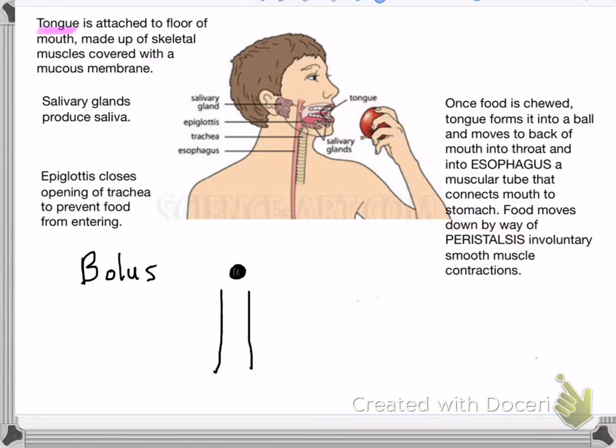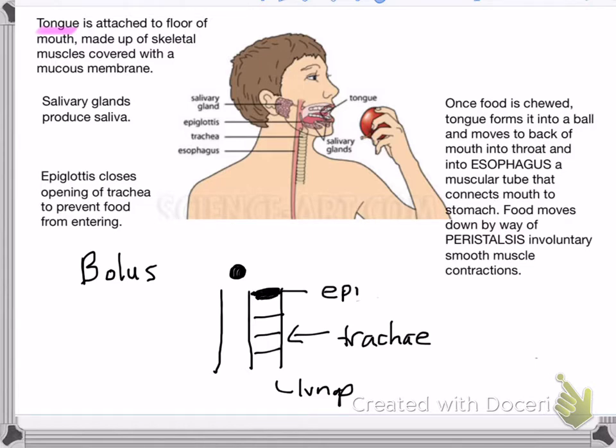At the back of your mouth, you have two tubes. If you remember, one tube goes down to the lungs. This is called your trachea. When you have food in your mouth, the epiglottis will shut, preventing food or the bolus from going down the trachea. Instead, the bolus will go down your esophagus.